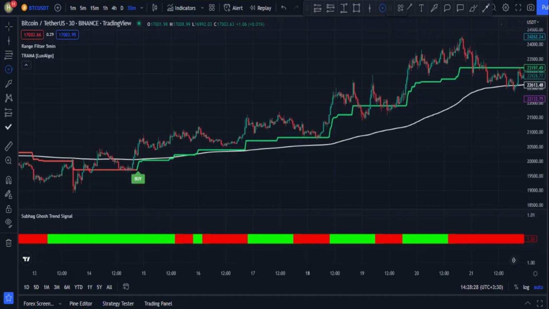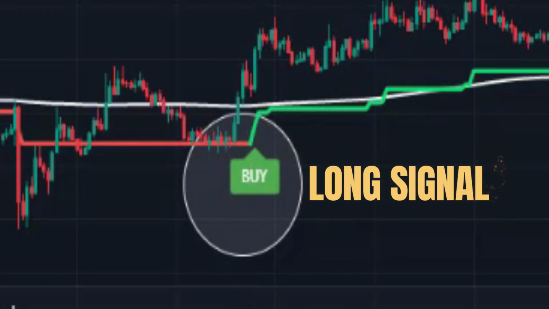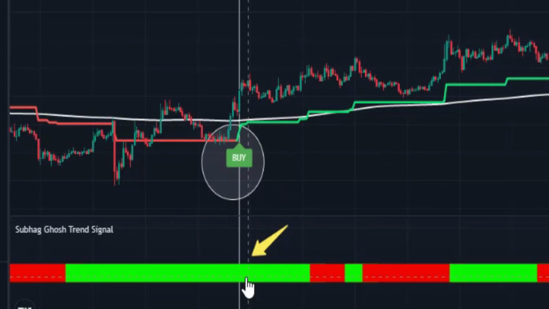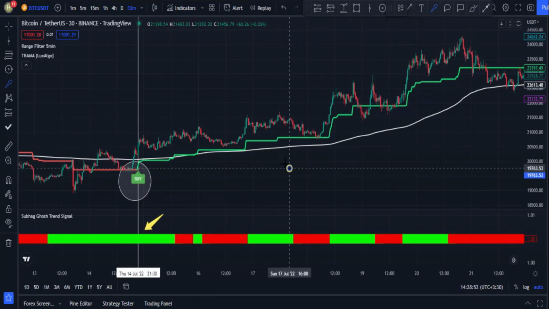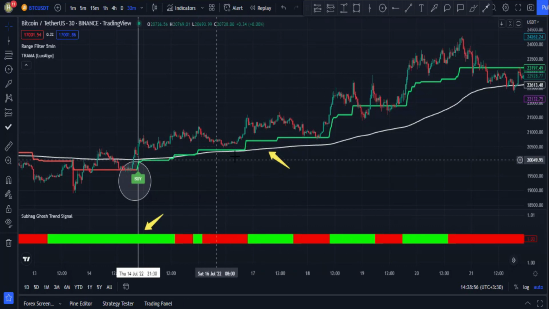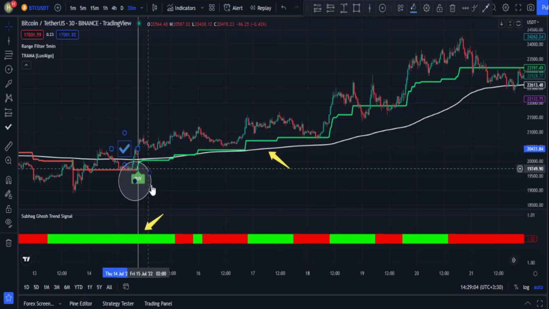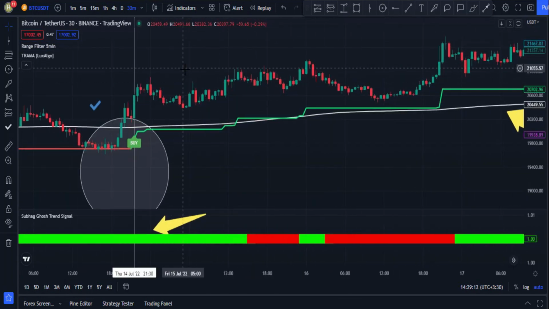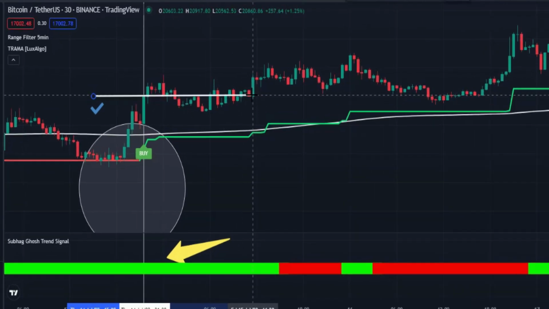So for a long signal to be valid, we need a valid buy signal by the range filter indicator. And for the confirmation, the sub-hedge indicator should be green. And to trade with the trend direction of the market, the price action should be above the trauma indicator. So this buy signal is valid. And we can put our buy order at the close price of the candle.